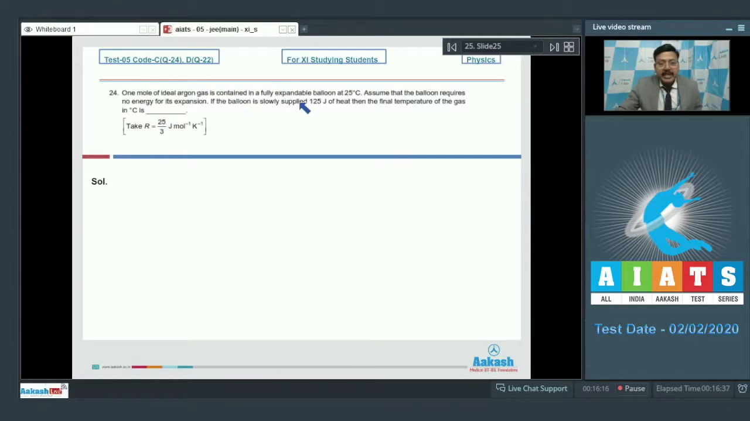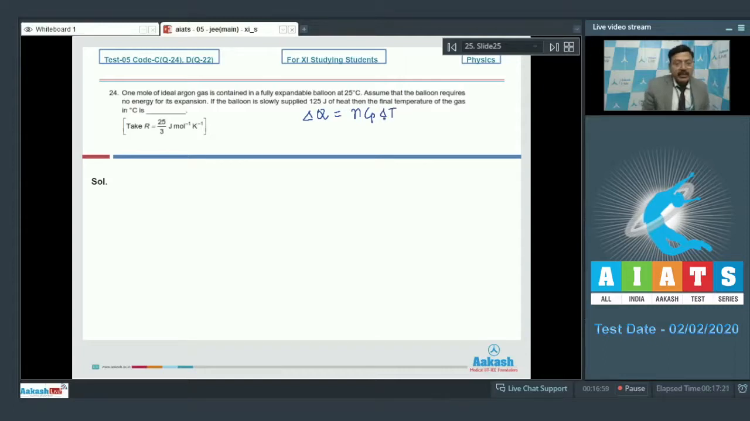Well, we can see that no work is being done for expansion of the balloon as such. So we can consider the entire process to be an isobaric process where the pressure is the same as the atmospheric pressure. And if it's an isobaric expansion, then delta Q in fact is given to us. And so we have the equation we can write from the first law of thermodynamics, and considering that it's an isobaric expansion, delta Q is equal to n Cp delta T.